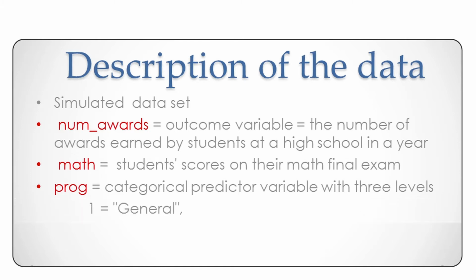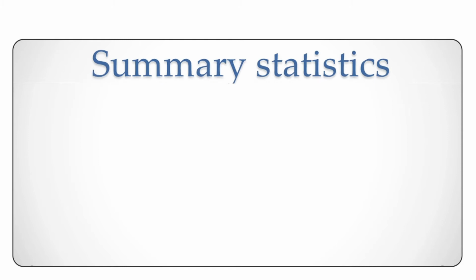1, if the student was enrolled in a general program. 2, if he was enrolled in an academic program. And 3, if he was enrolled in the vocational program. We shall start by looking at the summary statistics for the data set.